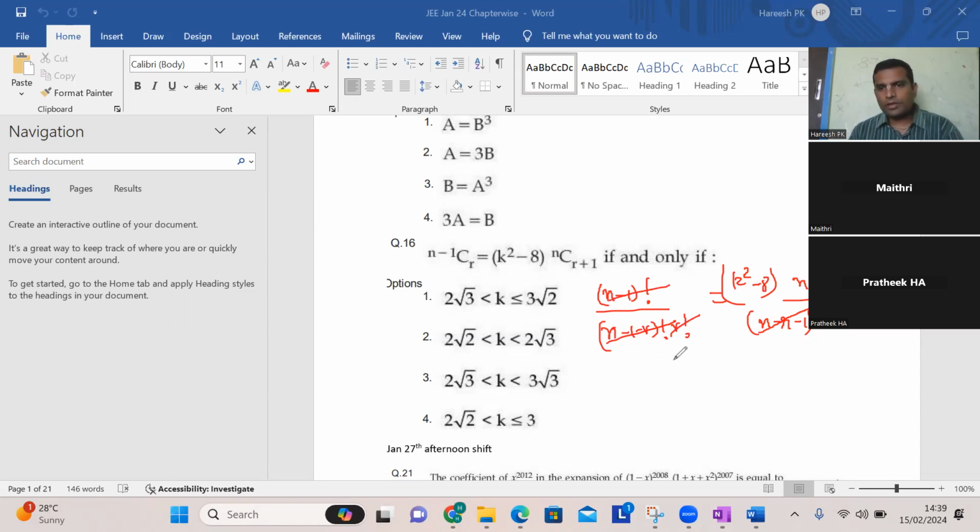Now k² - 8 will be simply (r+1) divided by n. Isn't it? So what is k² going to be? k² will be 8 plus (r+1) divided by n. Yes or no? Is anything missing here?